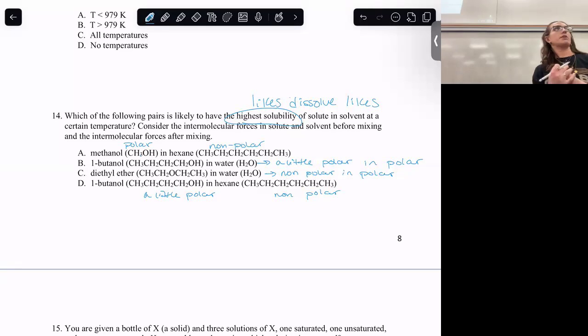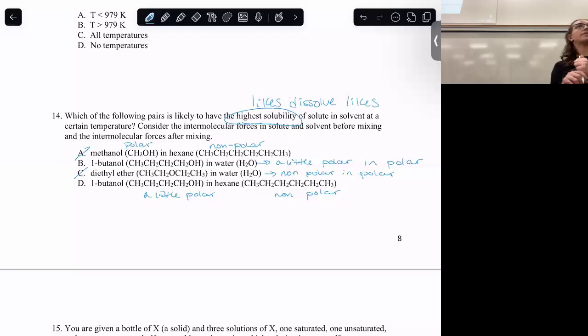So any of them that we can get rid of either way? Yep, so A and C, we have a polar and a non-polar, and then a polar and a non-polar, and then a non-polar and a polar, right? So those are going to be kind of sad. But then we have a little polar in a polar molecule, and then a little polar in a non-polar molecule.